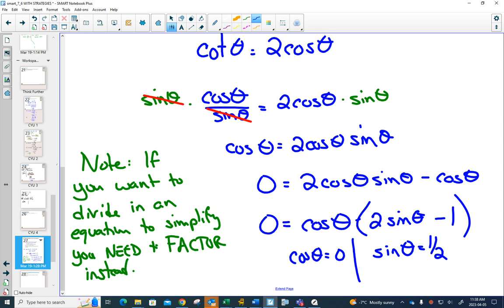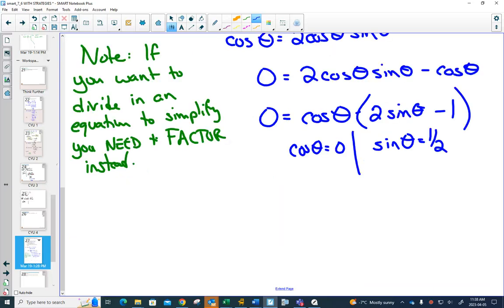1/2. So when you get your first take-home quizzes back, we're going to see exactly how many of you thought of the dividing thing and how many of you thought of the factoring. And now some of you are desperately trying to remember what you did on a question like that.